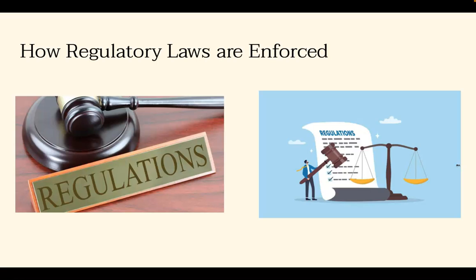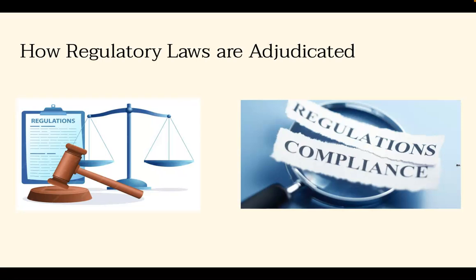Next, for how regulatory laws are enforced, they are enforced through a combination of methods: inspections, investigations, and legal action. So if violations are found, they can impose penalties, require corrective actions, or pursue legal proceedings. Next, for how regulatory laws are adjudicated, they are adjudicated through either formal or informal proceedings. So formal adjudications are like a trial-like process with a hearing, and informal adjudications are a broader category for the agency to make decisions like granting or revoking a permit.